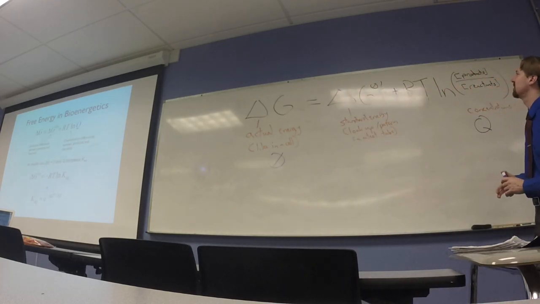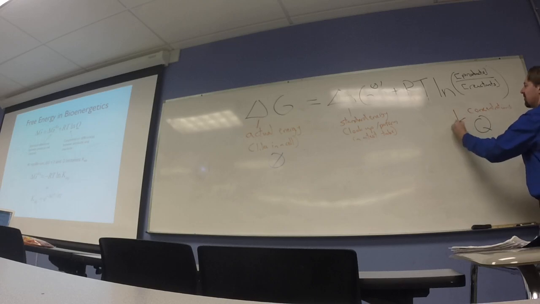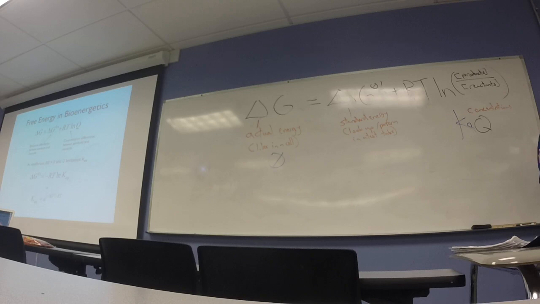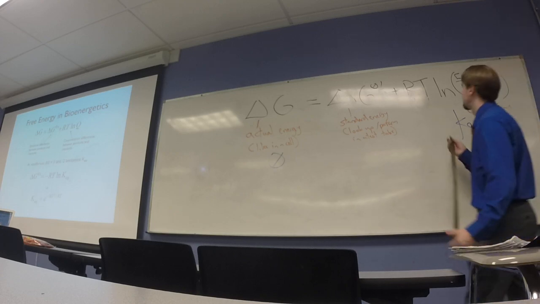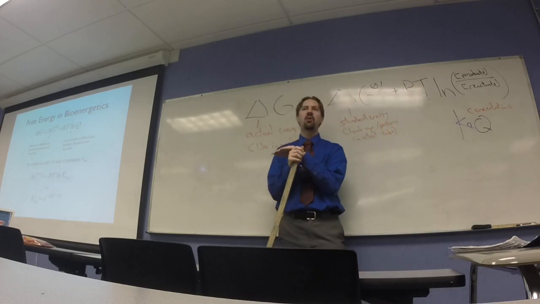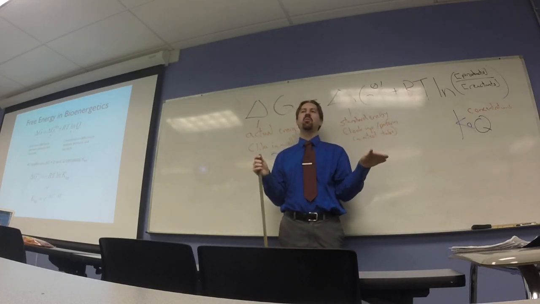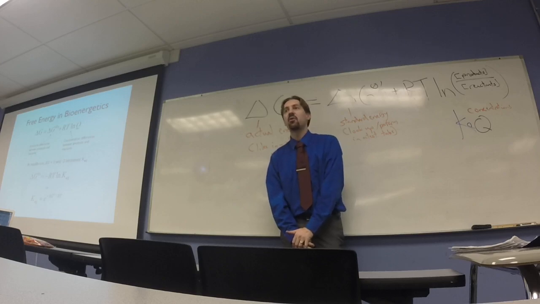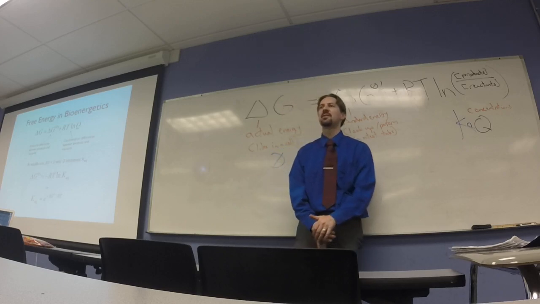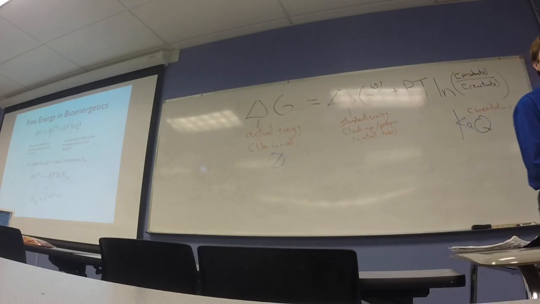If our delta G equals 0, by convention, we then call it a KEQ, K equilibrium, because those concentrations are going to be at that equilibrium finished state, and they're going to be a constant. But in the actual cell, they're not a constant. They're probably changing all the time. So that's where we get that in.